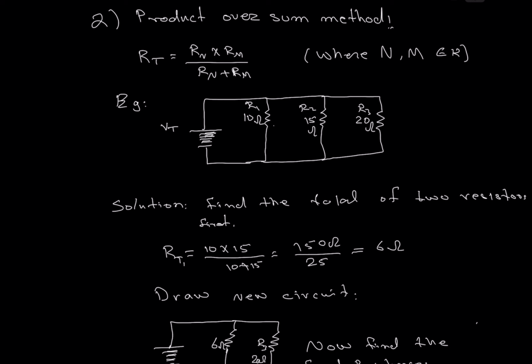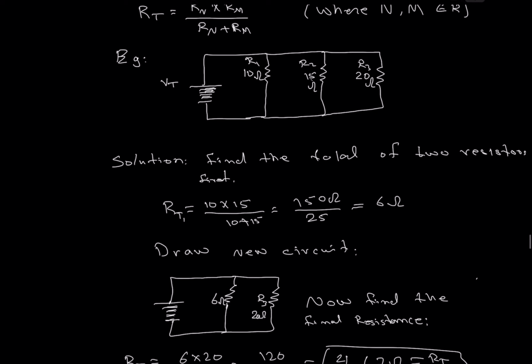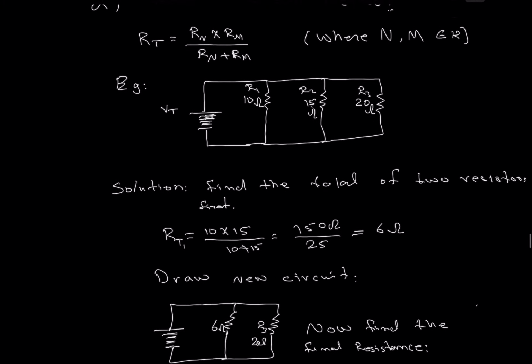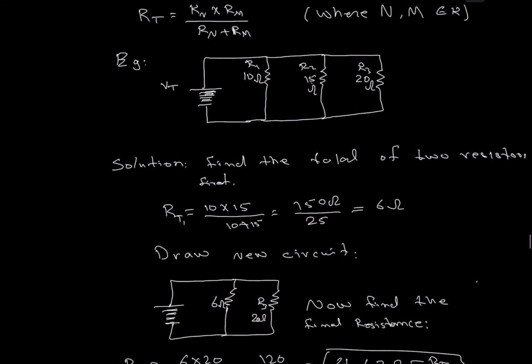So if you want to find the total resistance of these two resistors, for example, that will be this resistor times this resistor over this resistor plus that resistor. So we will solve this problem here. If we have 3 resistors in the circuit and you're using the product over sum method, you find the first 2, then go to the third one, draw the new circuit, and find the final resistance there.